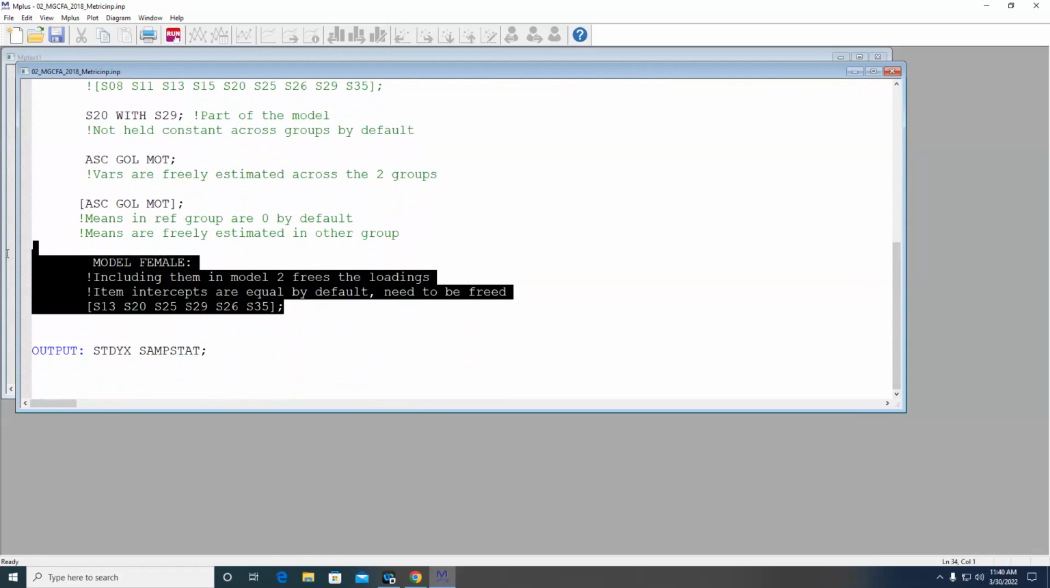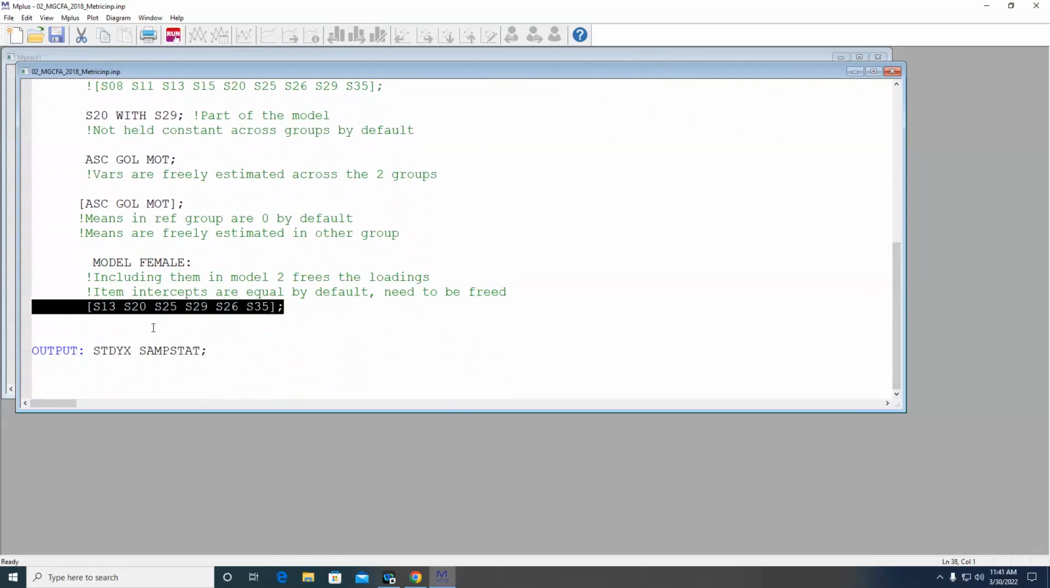But in model female, look what I did. Because this is the metric model, I'm allowing the intercepts to vary across the two groups, but I'm constraining the loadings to be equal across the two groups, right? And so I took out all of those by statements from model female. This is where it's really important to know what M plus's defaults are, because by default, M plus is going to fit the scalar model, and in the model for group 2, I'm going to put the things that I want to allow to freely vary across the two groups. The loadings and the intercepts are the things that are going to be constrained by default.